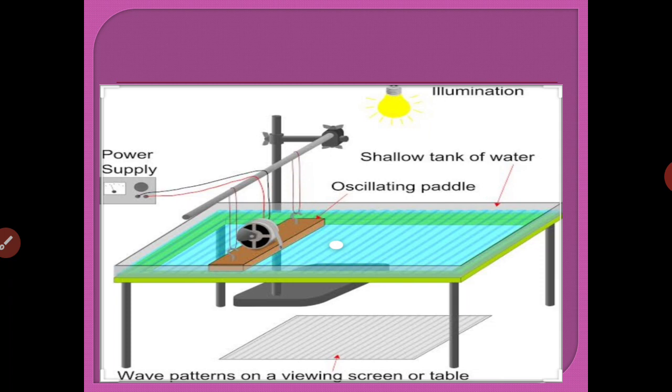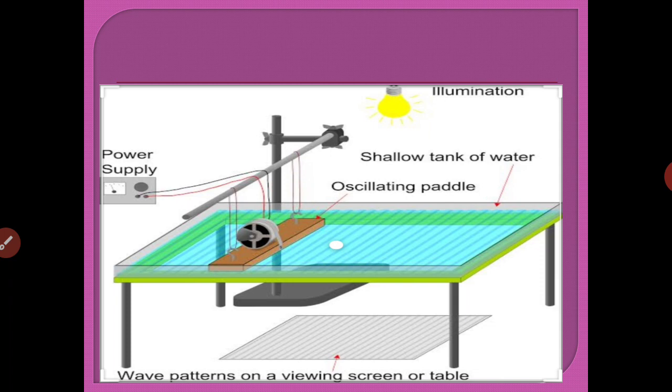If you look at this diagram, it consists of a shallow tank of water and an oscillating paddle, and light is incident on it from above. It also consists of a power supply, and the wave patterns are viewed here on the screen. So in this picture, all the features of this ripple tank are clearly shown.